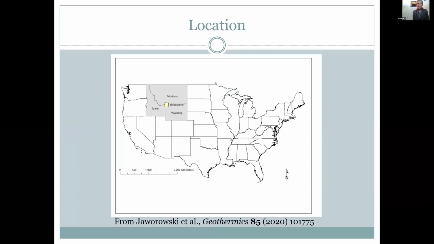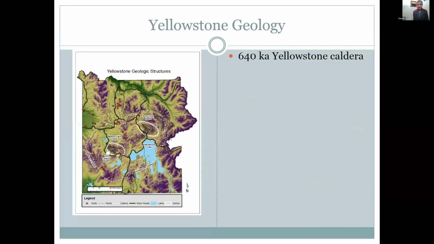And for details on this presentation, you can see a published article by myself and my co-authors in Geothermics. The location of Yellowstone National Park is mostly within the state of Wyoming, but also incorporates portions of Montana and Idaho in the western United States.